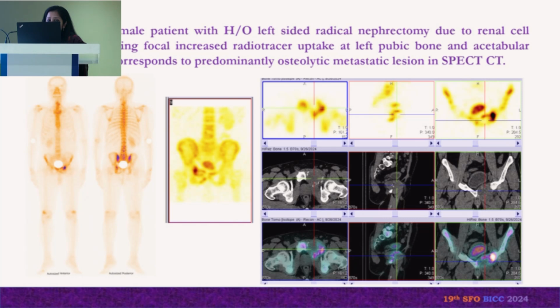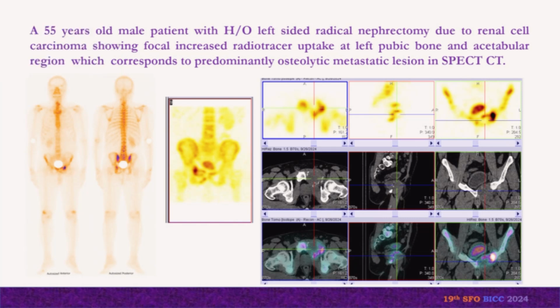The next case, a 50-year-old male patient with history of left-sided radical nephrectomy due to renal cell carcinoma, showing focal increased radiotracer uptake at the left pubic bone and acetabular region, which corresponds to a predominantly osteolytic metastatic lesion in SPECT CT.